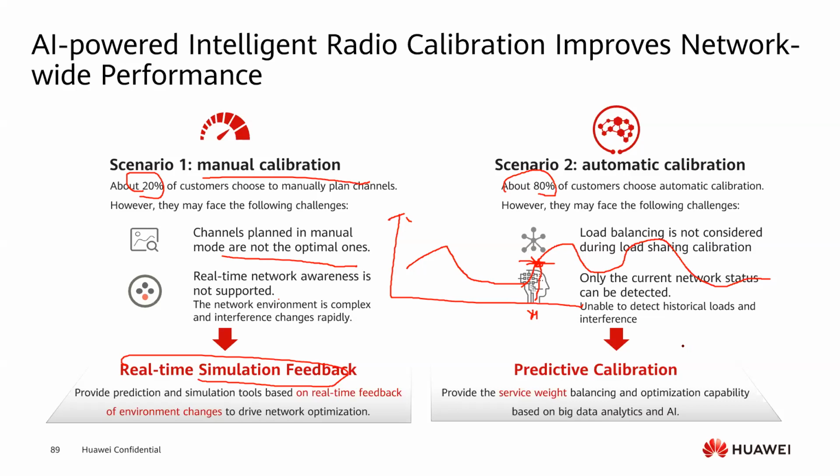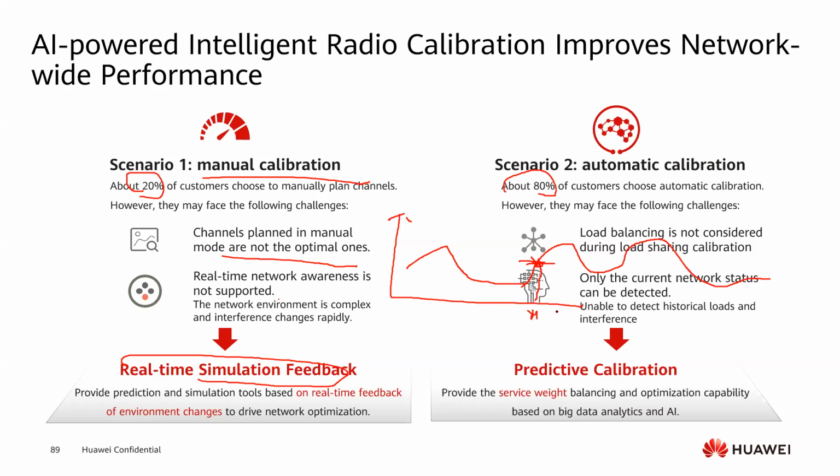However, CampusInsight is based on the AI algorithm. It will use big data and consider all of the historical trends of your network status, and will do predictive calibration for your networks.